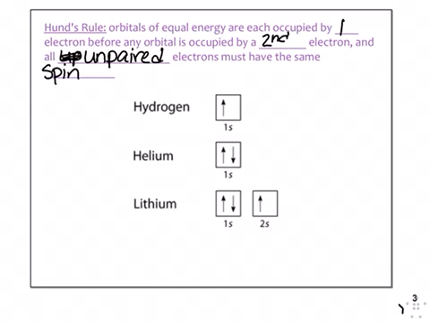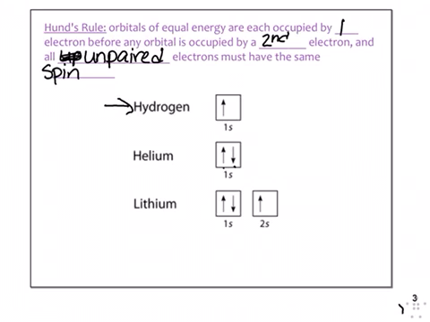So hydrogen has 1 electron, so we fill the 1s level first, but this orbital won't become completely filled because there's only 1 electron. There's room for a second one, but hydrogen doesn't have one, so we just leave it open. Helium, however, has 2 electrons, so we fill the 1s with both electrons. Is this making sense? Okay.